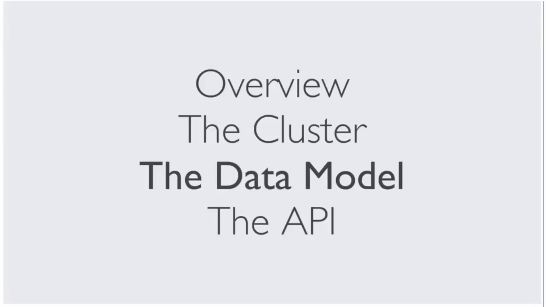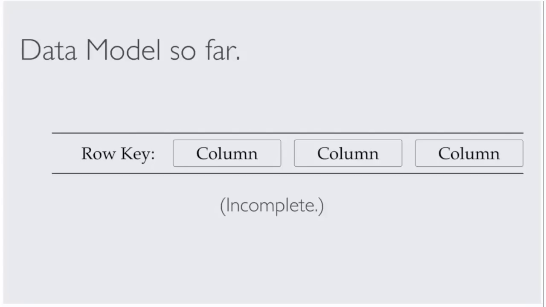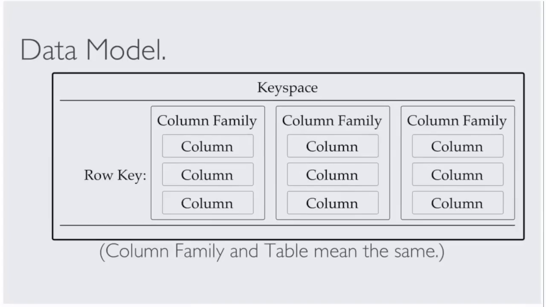Let's have a brief look at the data model. What I've said so far is pretty incomplete. I've said we have rows, and they have a key, and we have some columns in them. Let's dive into that a bit more. Cassandra has the idea of a keyspace, which is analogous to a database. And we put our columns in things we call column families, and more and more we are now calling them tables, and you'll see both out there.